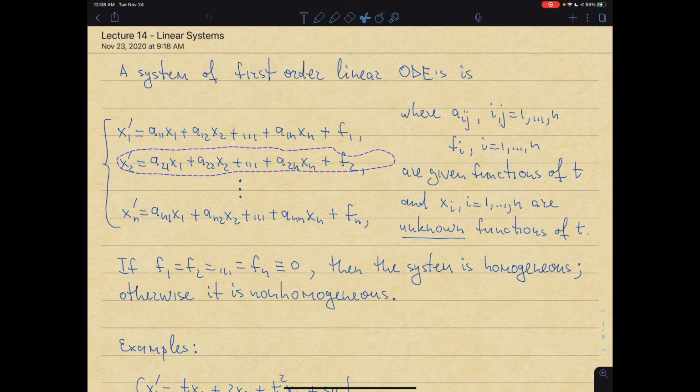So one important comment here is that if all the functions f are equal to 0, then we say that the system is homogeneous. And otherwise, if at least one of the f's is not 0, then the system is non-homogeneous.